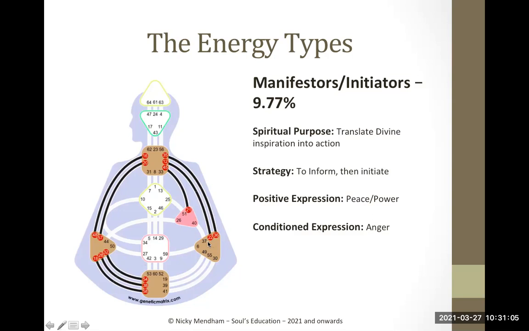So for a manifestor, they always have energy from a motor center going to the throat. So that can be through the will center here, it can be through the emotional center, or it can come via the spleen through the root center. But there is always a motor to the throat in the manifestor. And what that then creates in that particular person is this ability to take an idea, take an inspiration, and inspire it into a place of action.